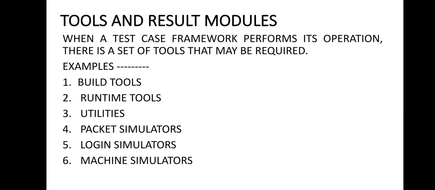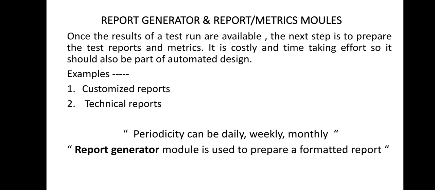Now we talk about the final module, that is the report generator module, or the generation of metrics module. Those are related to your reports. Once the result of the test run is available, the next step, based on the measurements, is to convert these reports into some metrics. Basically it is a very costly and time-taking effort, but it is required for a better and finer product. If we are not doing this, then we cannot get a good product. So it is a part of automation design.